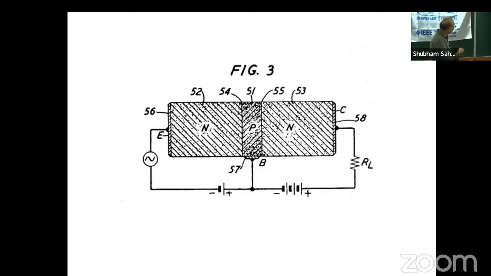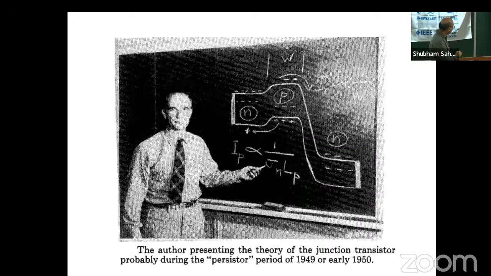So this is from his patent in 1948, and this is Shockley describing how the transistor works. So he worked out the theory of PN junctions and transistor and everything, and invented the junction transistor. And it took some years, 2-3 years, for the junction transistor to be actually made. Point contact transistors were forgotten once the junction transistors came into being.